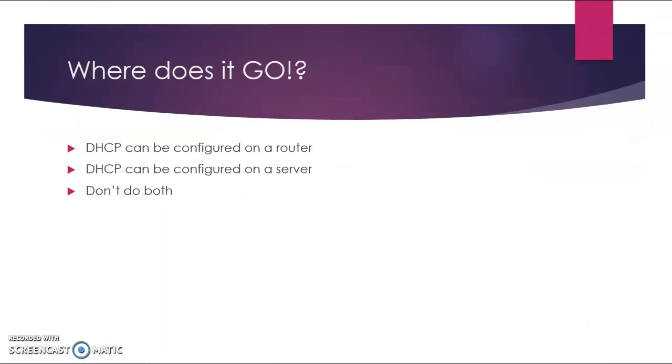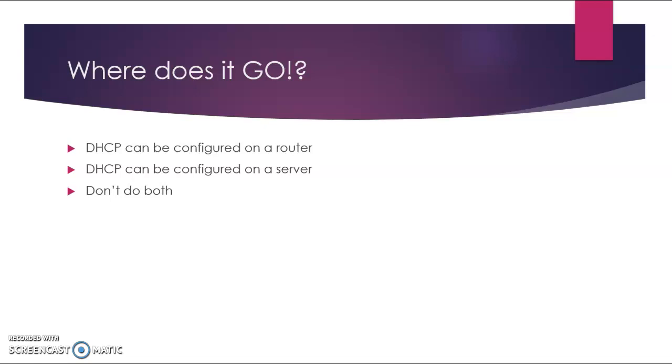So where does the DHCP service sit? Well, it can sit and be configured on a router on the network. You tell it what scope it gets, and then when a new device hits the network, it'll shoot it out. You can also set this service on a server. It'll do the same job.